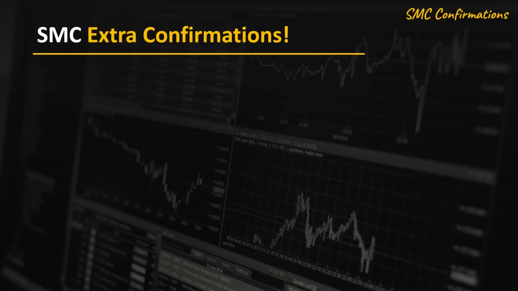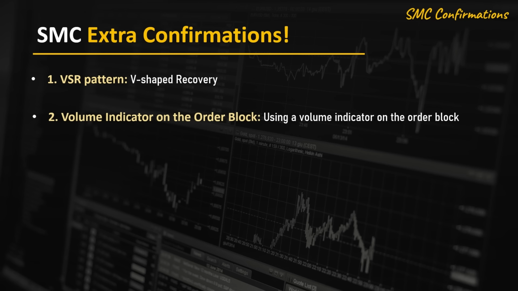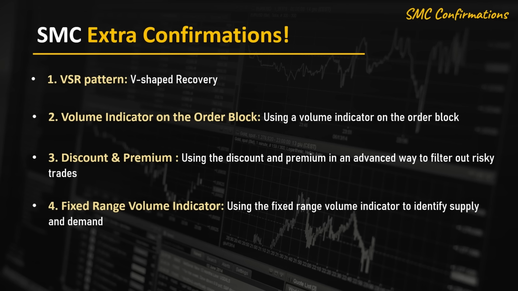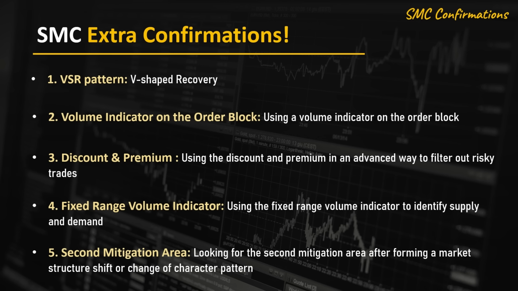The first confirmation method is the VSR. The second method involves using a volume indicator on the order block. The third method uses the discount and premium tool in an advanced way to filter out risky trades. The fourth main confirmation method is using the fixed range volume indicator to identify supply and demand. The fifth method covers the second mitigation area after forming a market structure shift or change of character pattern.